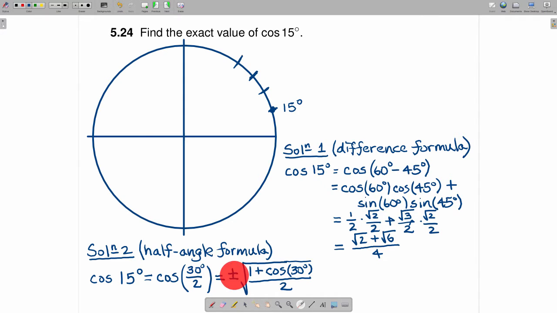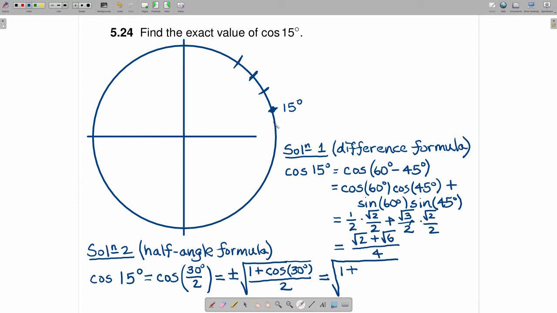Now a little bit about this plus or minus up front. We can look at 15 degrees and know that the cosine function is positive. It's the length from the origin to right below that dot. And so we can drop the minus portion here and just work with the plus portion. So we can drop that, and we get 1 plus the cosine of 30 degrees.